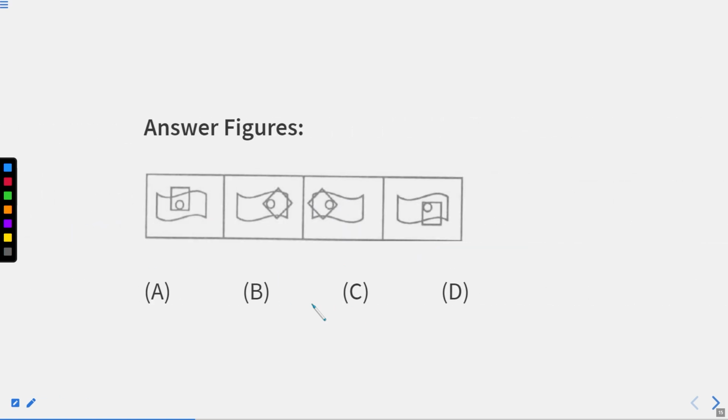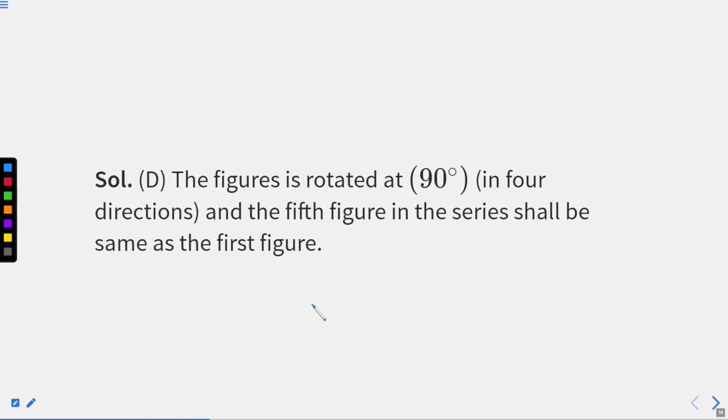Now what we can do, we can look for another thing, or the thing that we can check here itself. The figure is rotated at 90 degrees in 4 directions. The 5th figure in the series shall be the same as the first figure. Why are we saying this? Let's just consider this arrow. If we rotate number 1, right? If we rotate it by 90 degrees clockwise, it will appear like this. Let's say figure number 2.